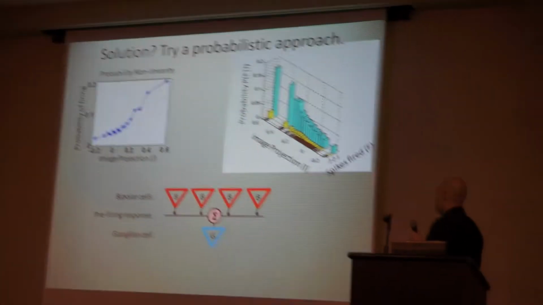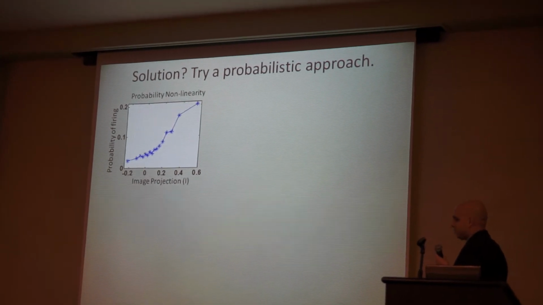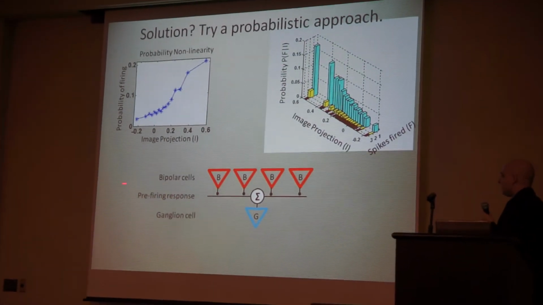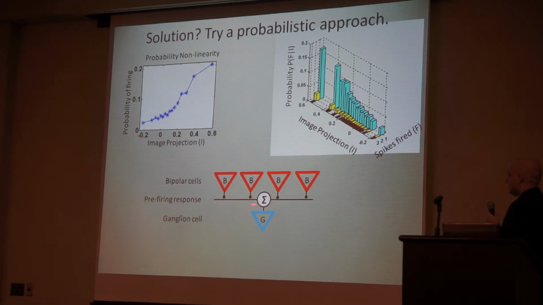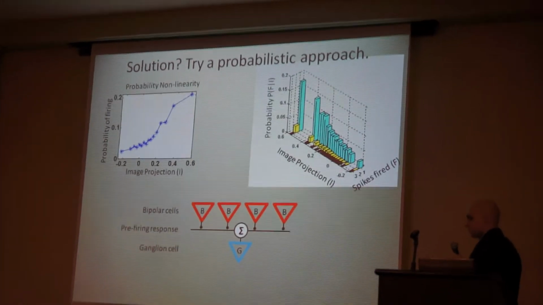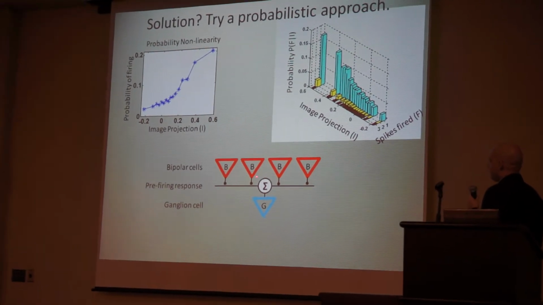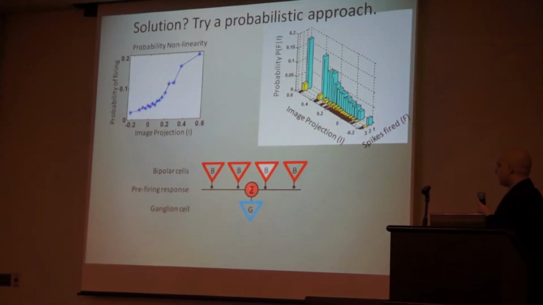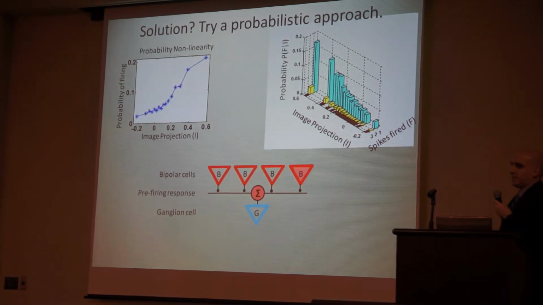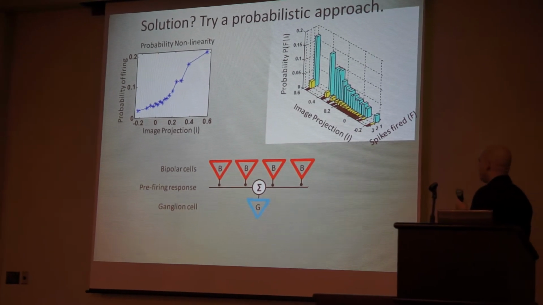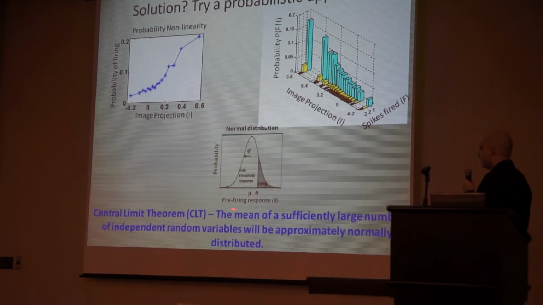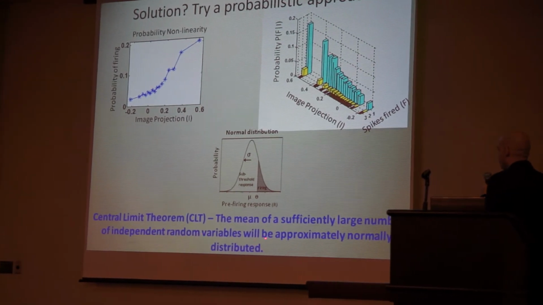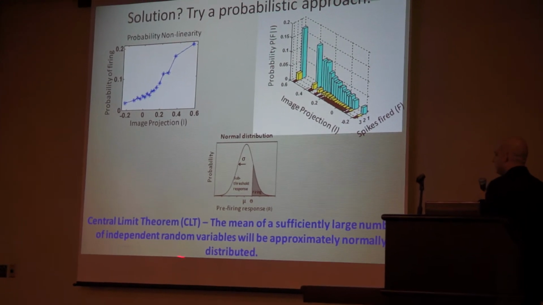So we went back and looked at the structure of the retina, and we know that in the retina, many bipolar cells converge on a single ganglion cell. And the outputs of those bipolar cells sum, creating a pre-firing signal. And when this pre-firing signal crosses a threshold, spike firing occurs. And this conforms very well with the central limit theorem, which states that the mean of a sufficiently large number of independent random variables will be approximately normally distributed.